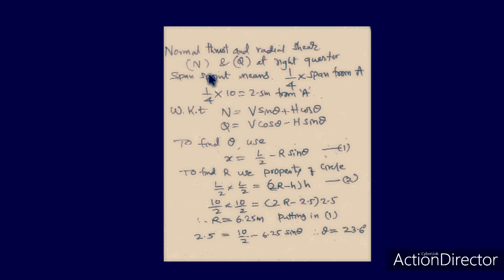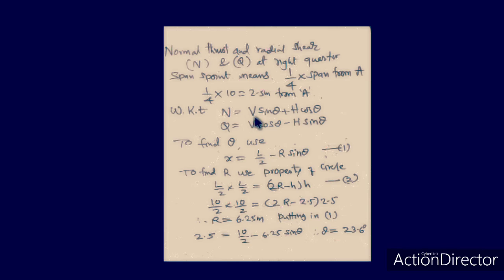So let us see how to proceed with this. Normal thrust and radial shear at right quarter, so you change it as left quarter here. Left quarter span point means 1/4 of span from A. So 1 by 4 times 10, because 1/4 of span is 2.5 meter. Since I have taken it as left quarter, I am measuring it from A, 2.5 meter.